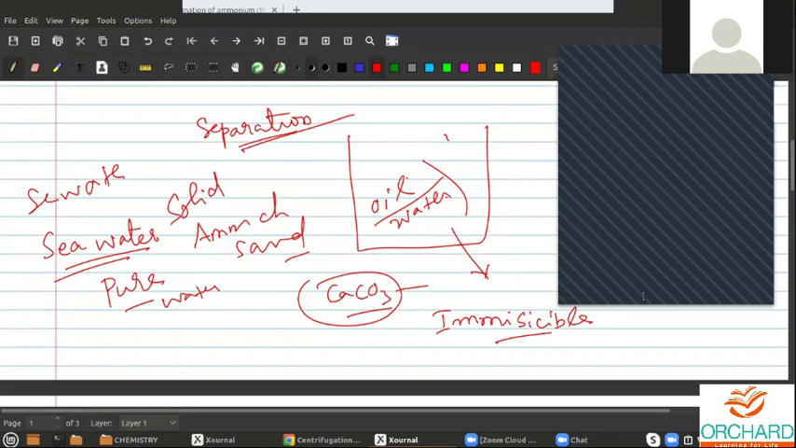So what is the method? And the method is called solvent extraction method, okay? So we will discuss in detail in the next class. So we will be separating two liquids, immiscible liquids, using solvent extraction method.